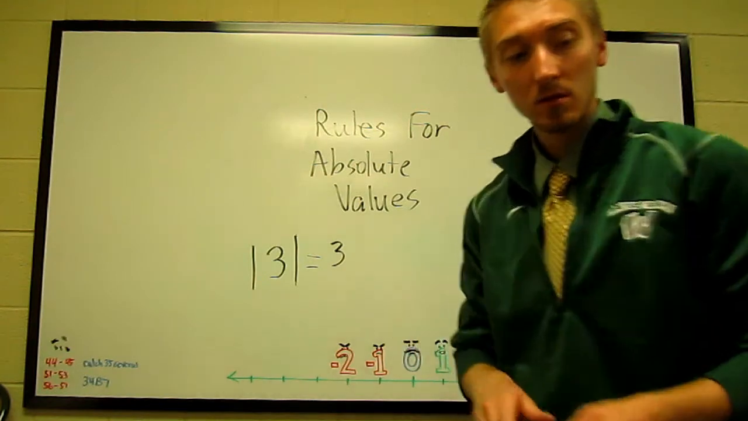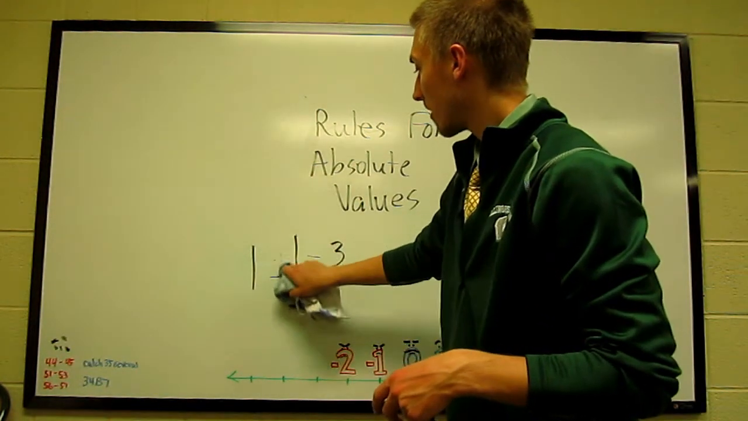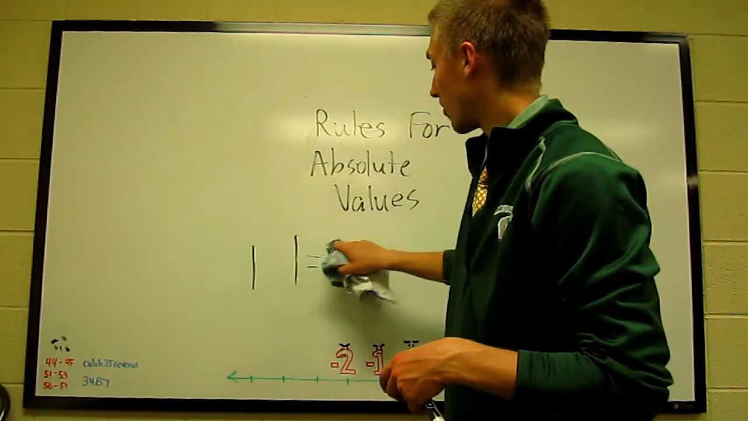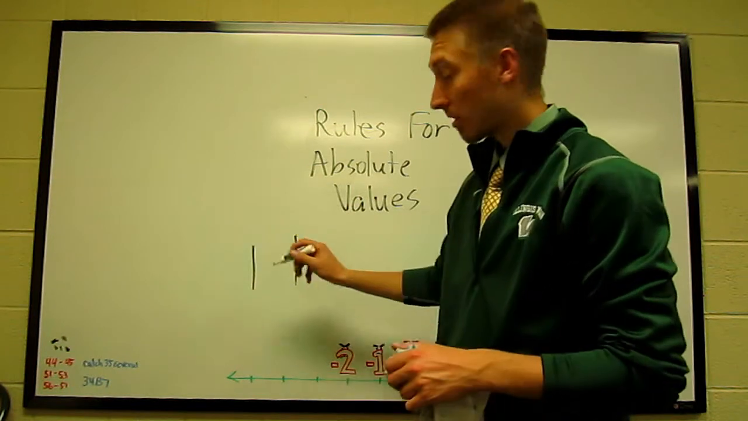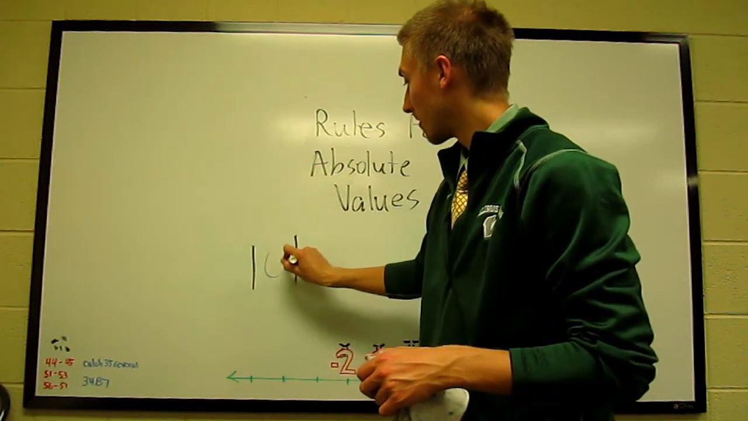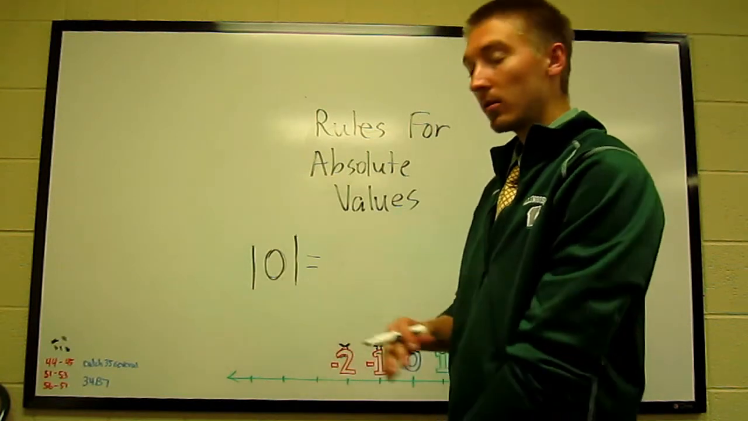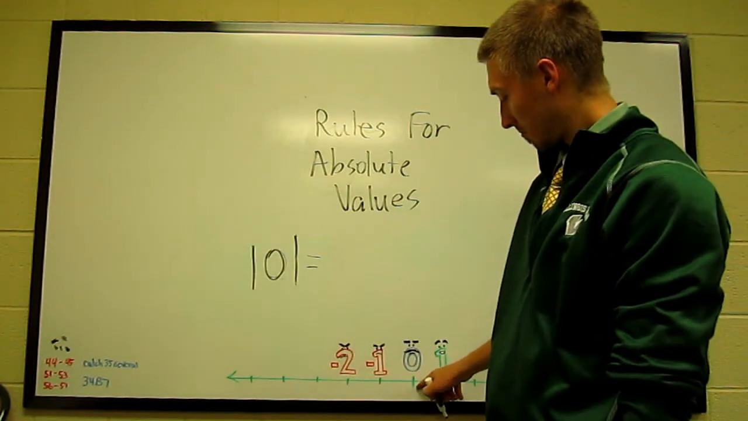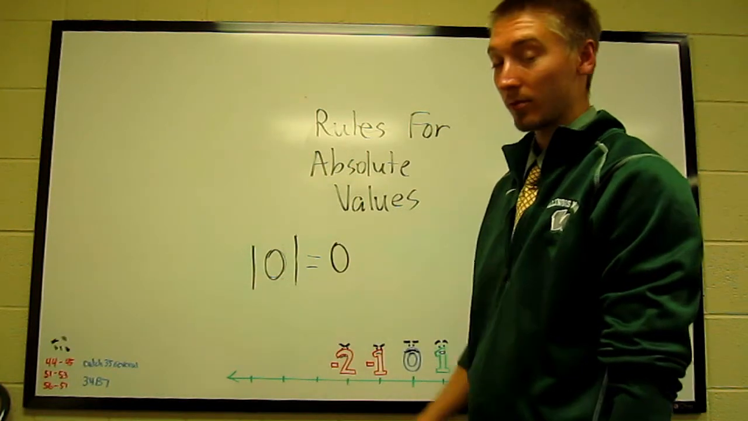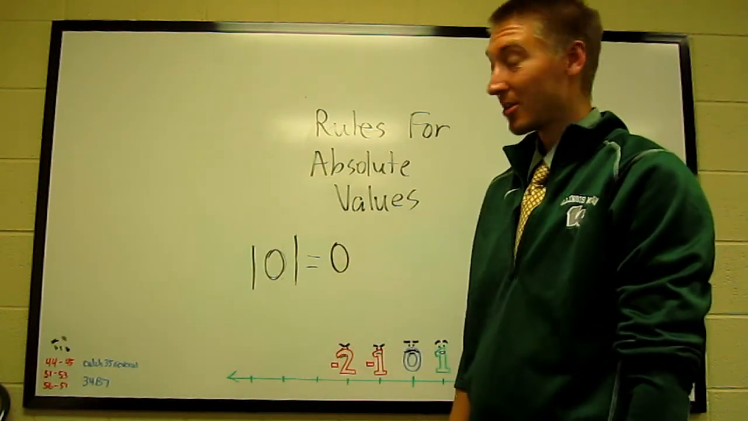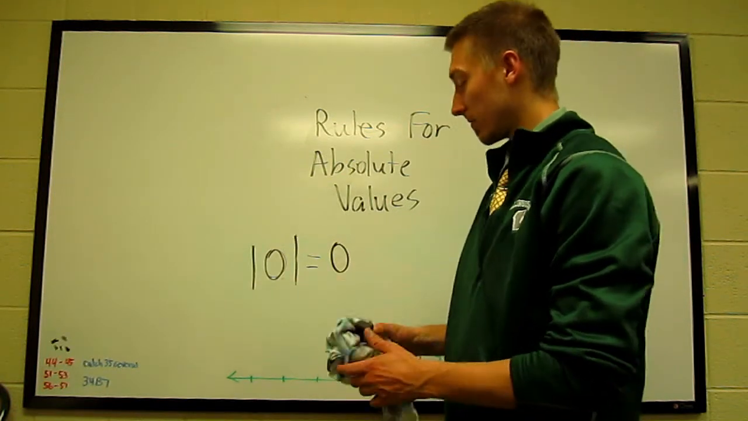Now what happens if we have 0? How many units away from 0 is 0 itself? Well, 0 is right here, and 0 is actually 0 units away from itself because it's itself. So that's what we do if we have the absolute value of 0.